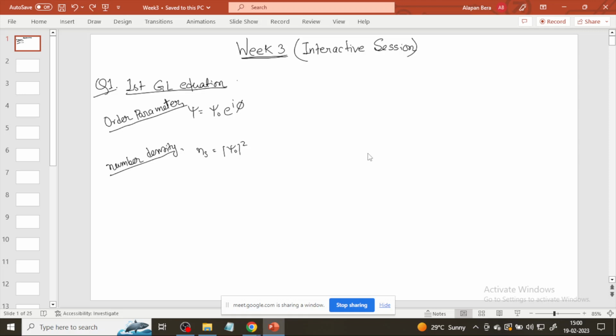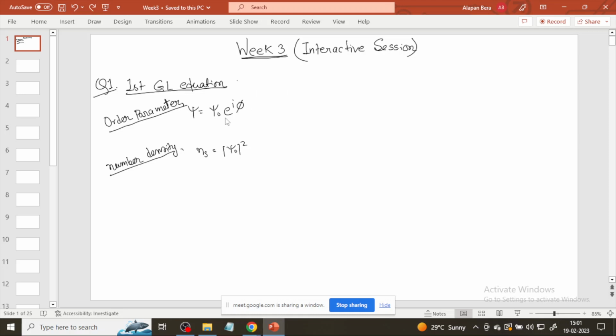question number one. So, question number one says to derive the first Ginzburg-Landau equation, starting from the free energy density of the GL theory. So, we start with the order parameter of superconductivity, which is taken to be psi, that is equal to psi naught e to the power i phi.